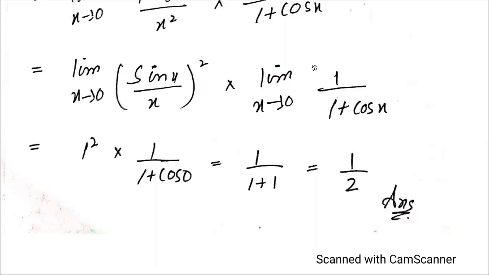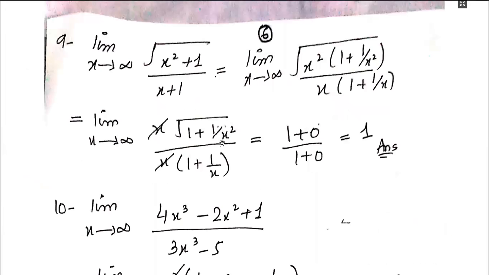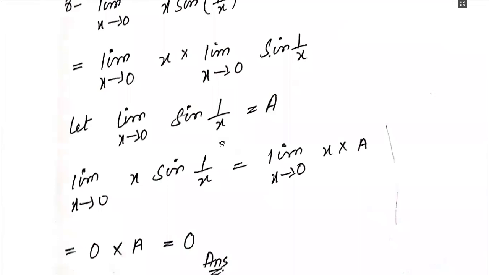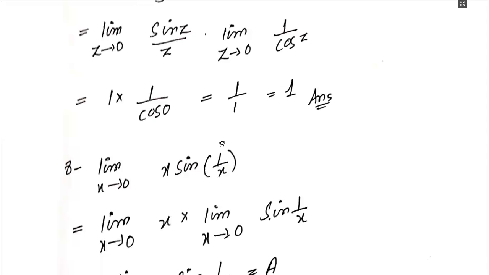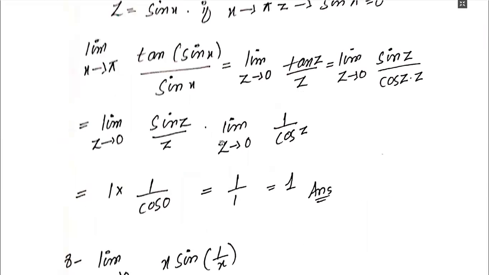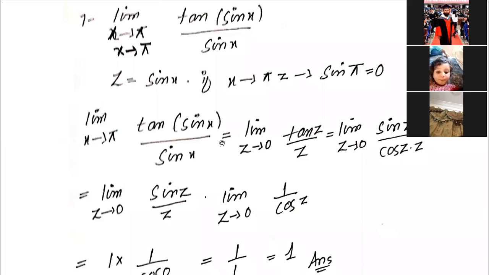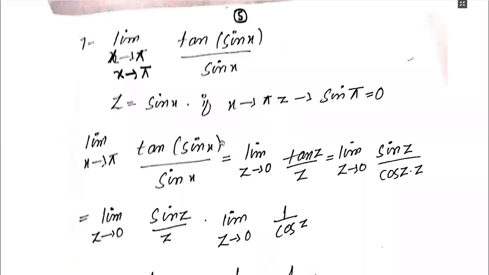Again, another problem, number 7: limit x tends to pi of tan x over sin x. Now, if you apply the direct limit here, tan pi over sin pi, this is again a 0 upon 0 form.